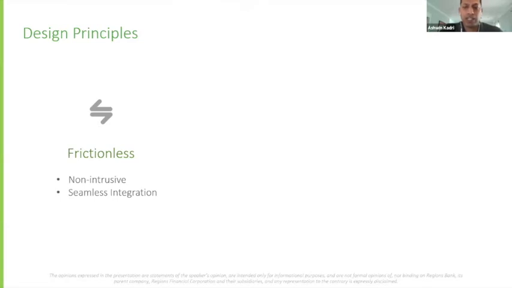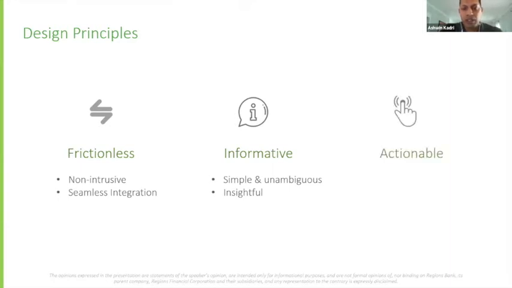It should be seamless. The second design principle was that the metrics derived should be informative. It should be simple, it should be easy to understand, and it should provide useful information to the user. And most importantly, the metrics should be actionable. One should be able to look at the metrics and say, oh, this is where we are, and this is what we need to do to make progress.